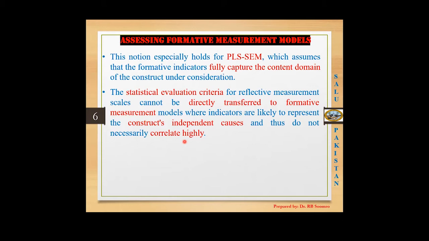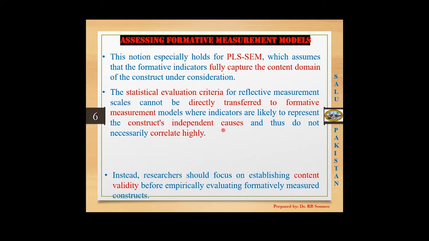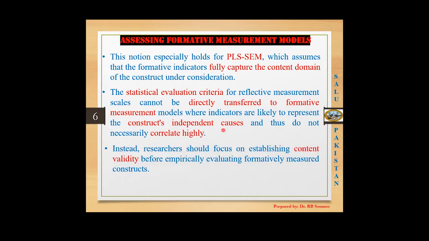Another reason is that the constructs have independent causes, so every indicator is causing independently from another one. In the case of the reflective, one indicator is highly correlated with another one, but this is not the case in your formative, where each item of each construct is independent. Because of that, researchers should focus on establishing content validity, that is, they should validate the content of the formatively measured constructs.